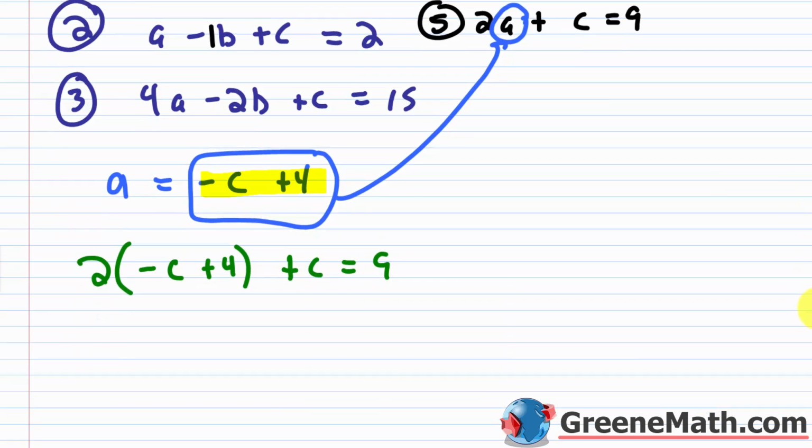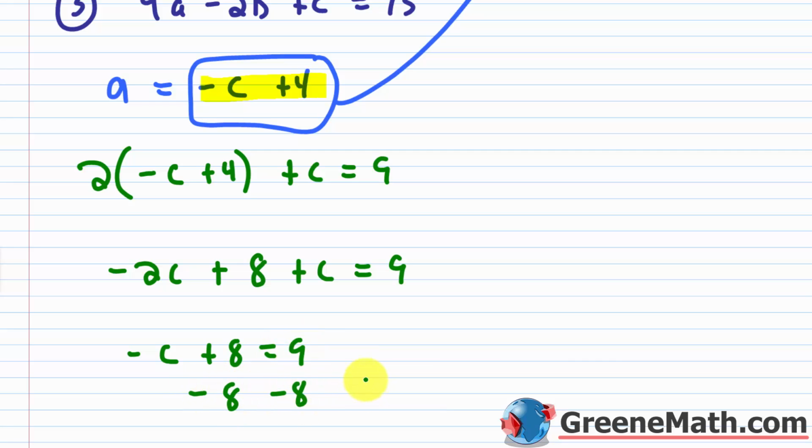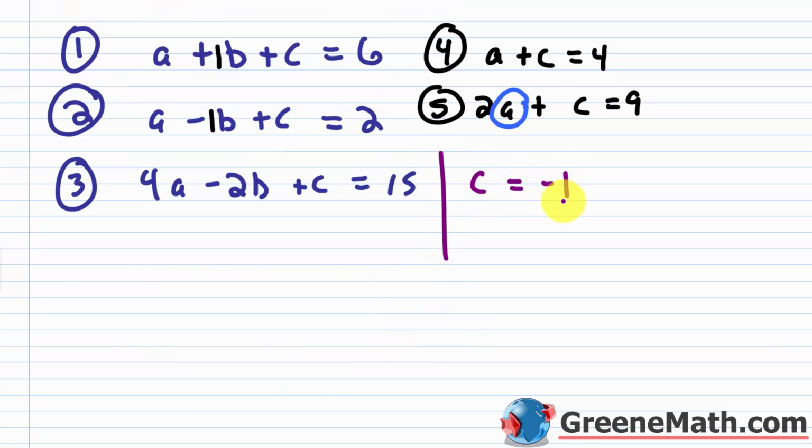Let me scroll down real quick and get some room. So 2 times -c is -2c, plus 2 times 4 is 8, then plus c equals 9. -2c plus c is going to be -c, and then plus 8 equals 9. Subtract 8 away from each side of the equation. You can basically just erase it here and say this is a 1. To finish this up, we can divide both sides by -1, and we'll find that c is equal to -1. So that's our answer for c. So let me erase all this. I'm going to say that c is equal to -1.